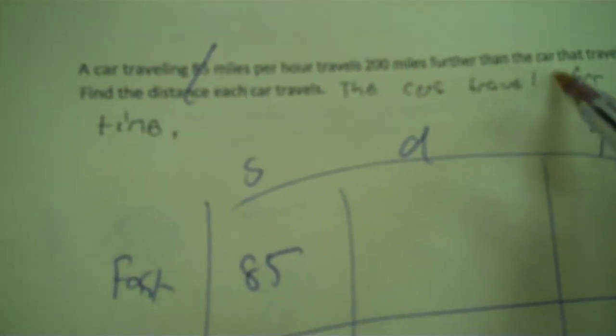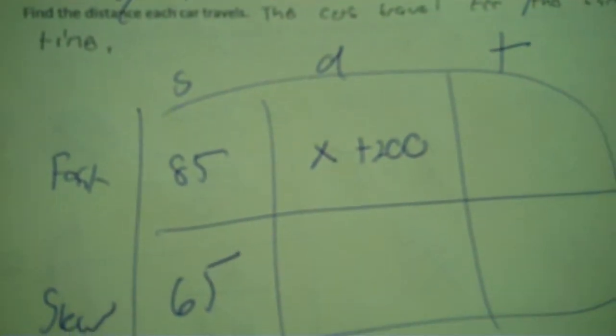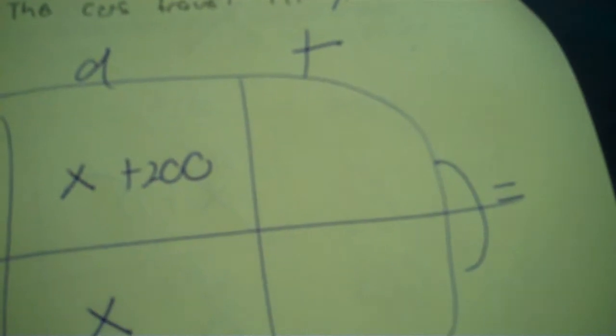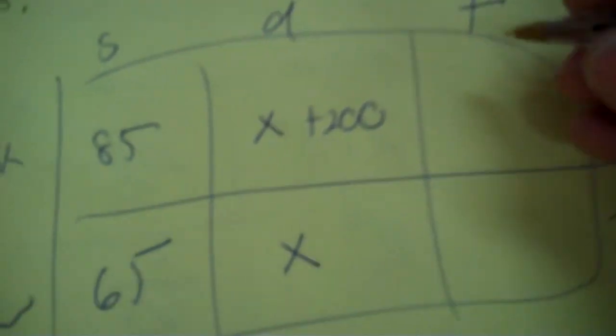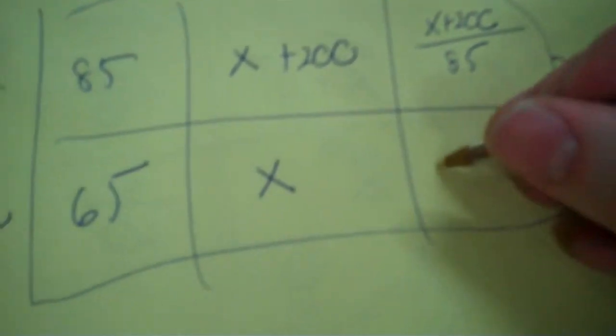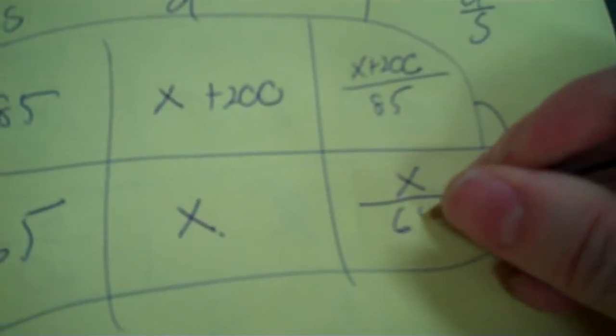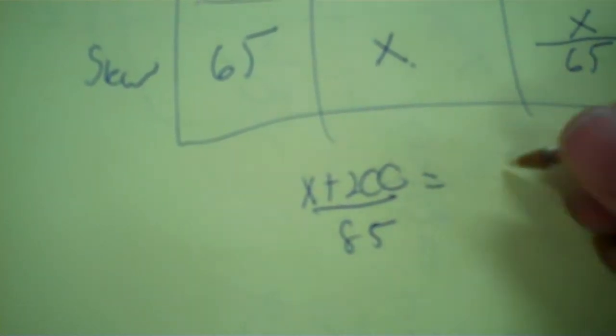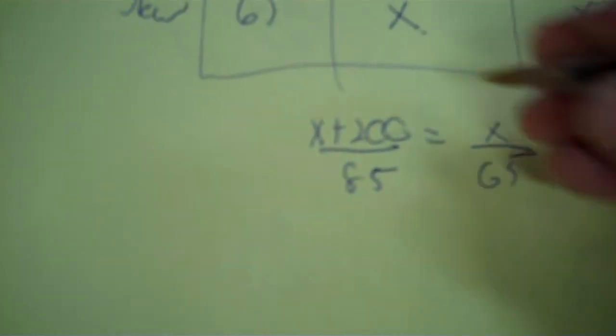Okay, distance. That's my answer to the problem, but I do know that one car travels 200 miles further than the other car, so I put plus 200. I don't know it, so it's X plus 200, and that's X. So time, all we know about the time is that they're equal, and that time is distance divided by speed. So the distance, X plus 200, speed, 85. Distance, X, 65. So I line that up into a proportion. X plus 200 over 85 equals X over 65. A, B is here, C, D.